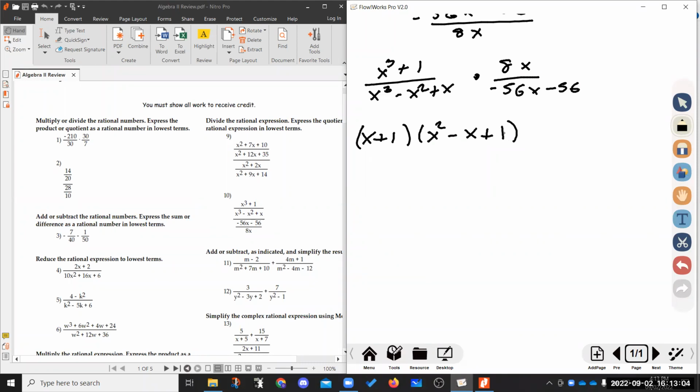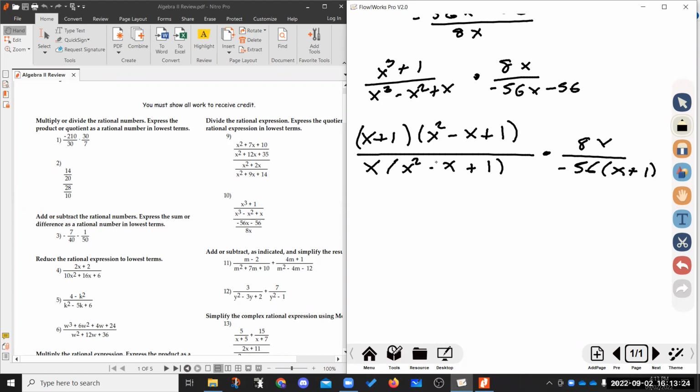We talked about how to factor a sum of cubes in the last video. So we have x plus 1. We have x squared minus x plus 1 cancels out. x cancels out. 8 goes into negative 56 negative 7 times. So this is negative 1/7 for my final answer.